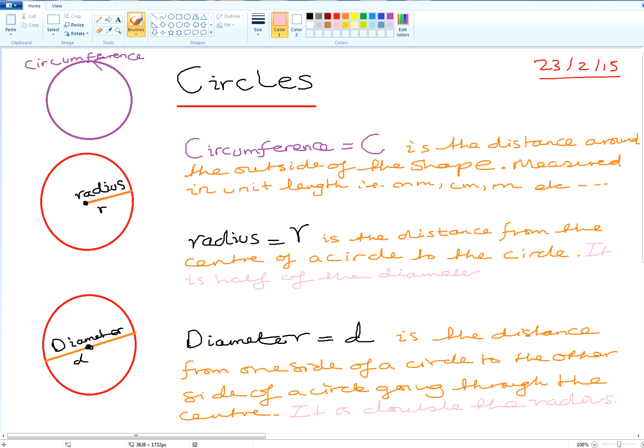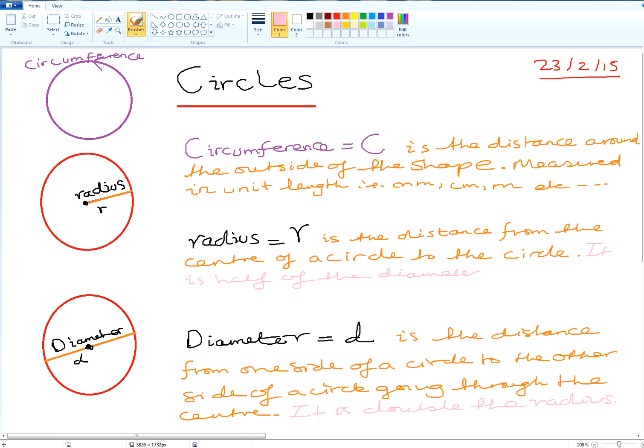Now, circles consist of three measurements. The circumference, C, is the distance around the outside of the circle, measured in units of length, i.e. millimeters, centimeters, meters, etc. So it is the actual length of the circle itself, or if you were to travel along the rim of the circle, that would give you its circumference.